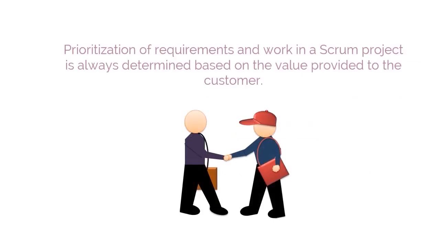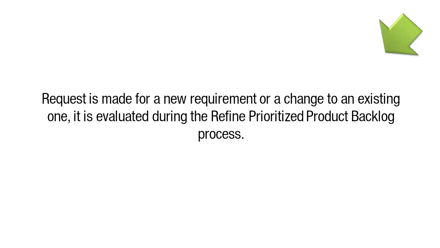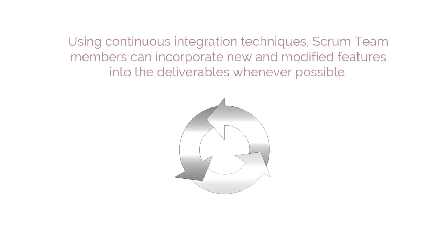The prioritization of requirements and work in a Scrum project is always determined based on the value provided to the customer. When a request is made for a new requirement or a change to an existing one, it is evaluated during the Refine Prioritized Product Backlog process. Using continuous integration techniques, Scrum team members can incorporate new and modified features into the deliverables whenever possible. These are the 5 key characteristics which help achieve flexibility.